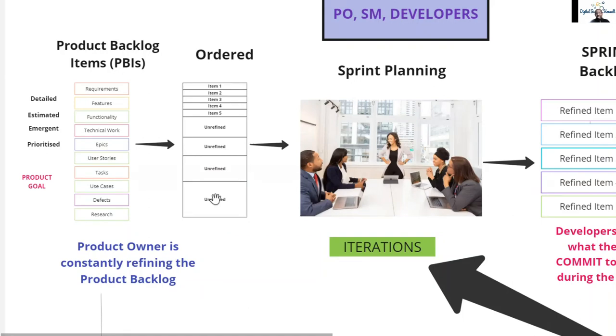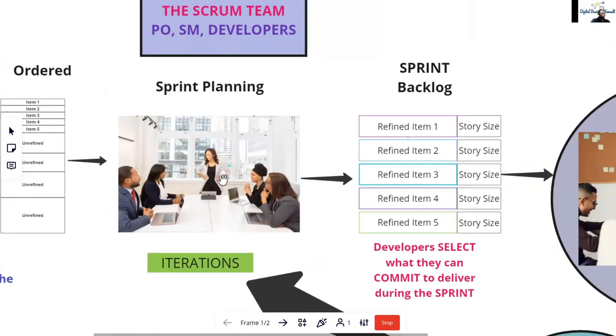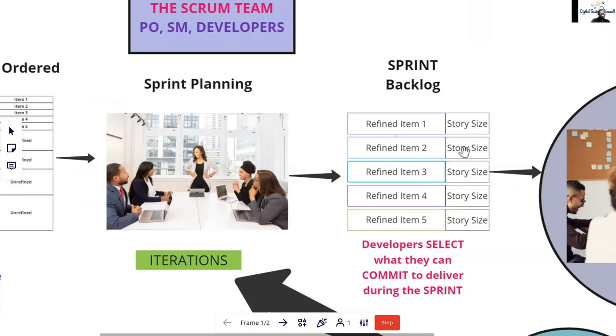How many of these 7 tasks can we finish? Based on what we can finish, we will select what we can finish here. Let's assume we select these 5. So the sprint backlog consists of the items we selected that we can commit to deliver during the sprint. We won't pick anything that we think is outside of our capability.